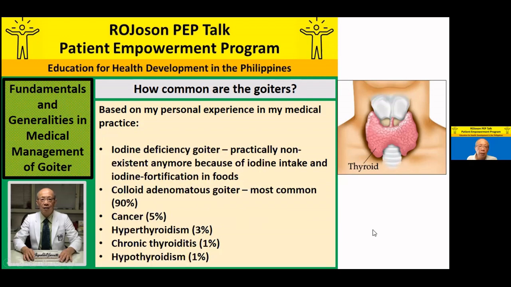So iodine deficiency goiter is practically non-existent nowadays because of iodine intake and iodine fortification of foods. So what's remaining is colloid adenomatous goiter, which is very common, the most common, about 90%. And then cancers of the thyroid gland, only about 5%. Then hyperthyroidism, about 3%. The rest, about 1%, are chronic thyroiditis and hypothyroidism.